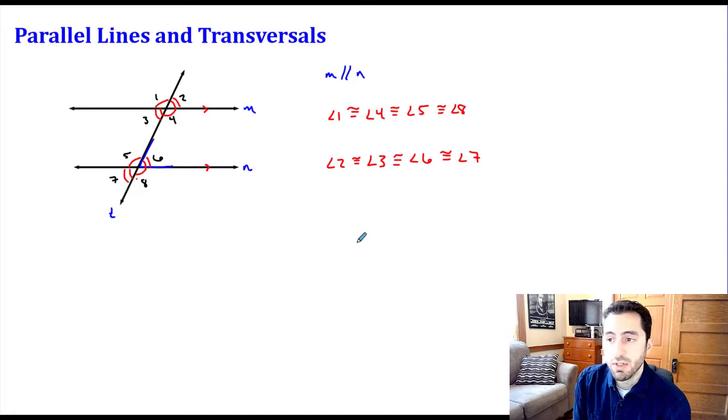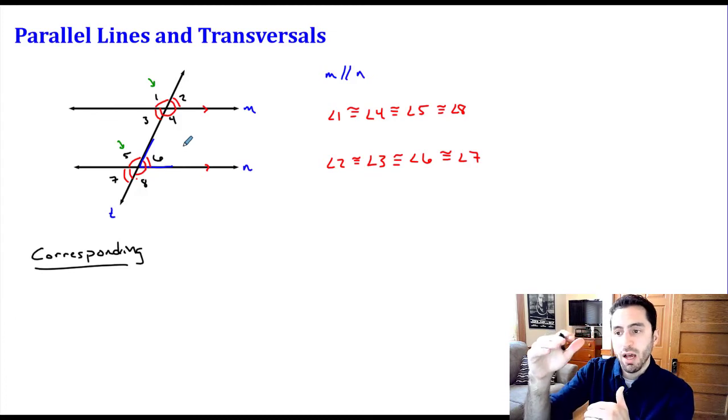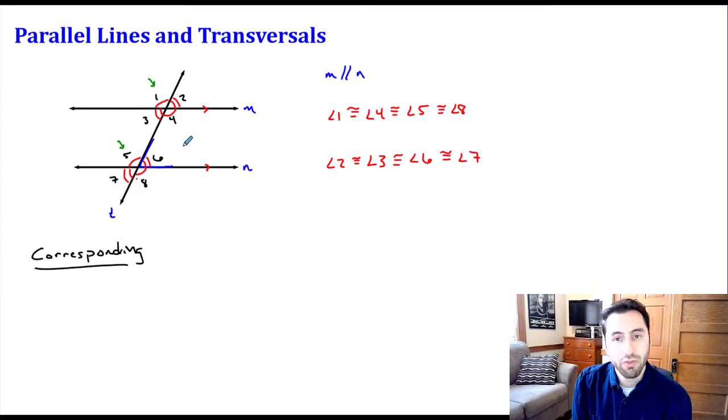And these have certain names. So the first ones we talked about were corresponding angles. So corresponding angles are angles that are in corresponding positions. So for example, angle 1 and angle 5, these two angles are corresponding. They're both on top of the parallel lines, and they're both to the left of the transversal. So angle 1 and angle 5 is one pair of corresponding angles, and they're congruent to each other. And then we can work our way around and take a look at the other ones.